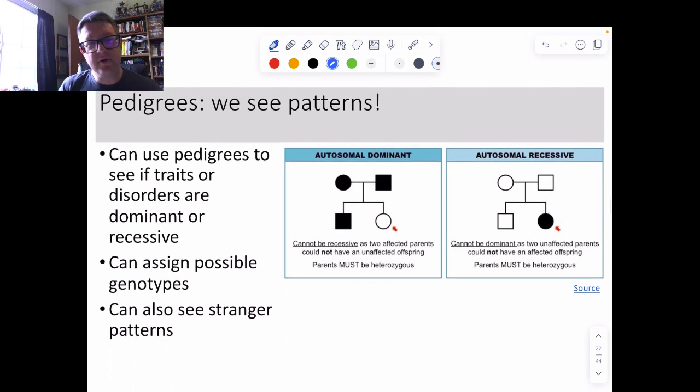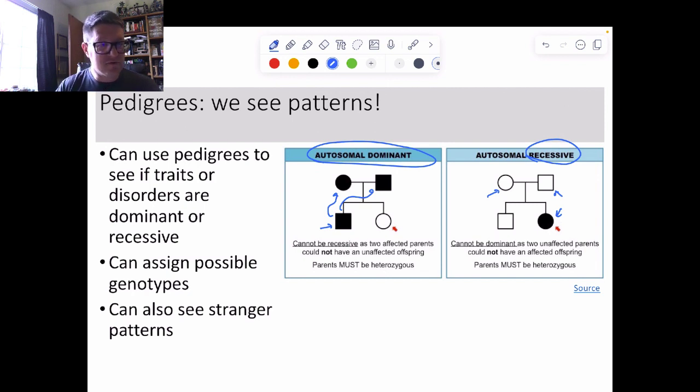When we look at pedigrees, we do start to see patterns that emerge. So for example, we can find traits that are dominant because if an individual has it, at least one of the parents will also have it. So, dominant trait, if you have it, one of your parents has to have it. At least one of your parents. It could be both. Recessive traits, on the other hand, can skip, meaning if you have it, it is possible that your parents don't have it.